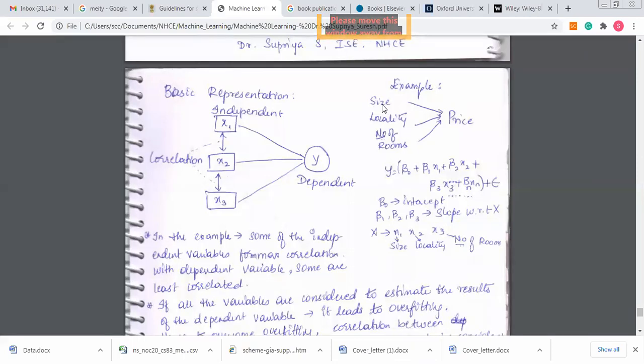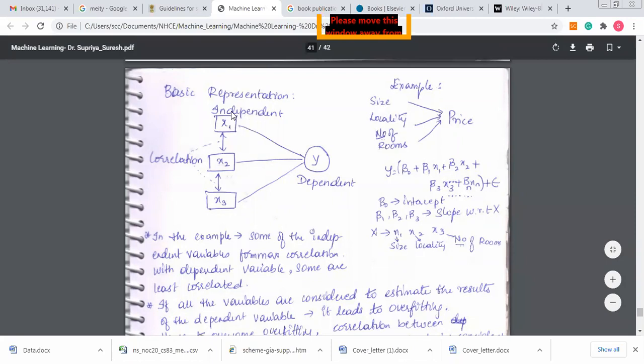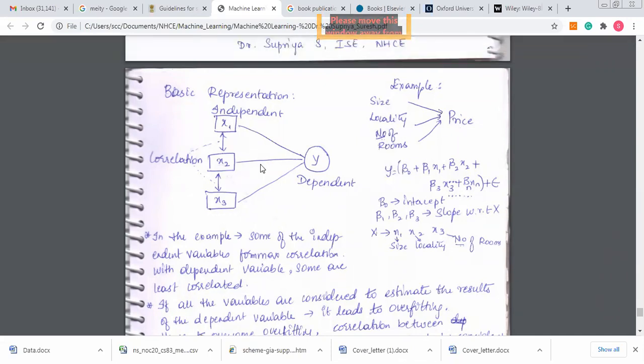Which means that the independent variables have a lot of impact and are given more prominence in deciding the results of the dependent variable. So, independent and dependent, as I told with an example: the size, the locality, the number of rooms, and the amenities present, all of these independent variables actually impact the dependent variable.